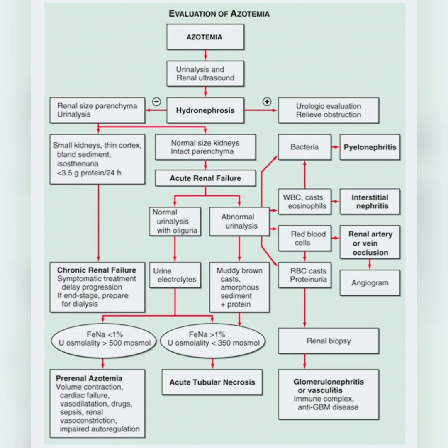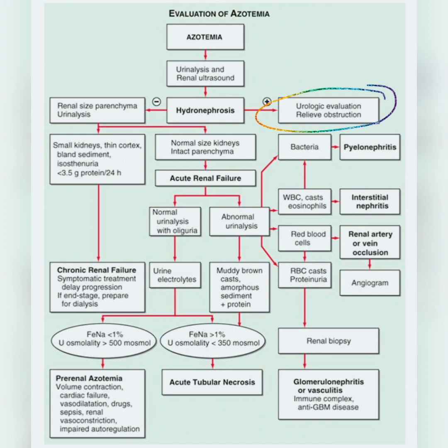In the renal ultrasound, you need to first rule out hydronephrosis because it's easily treatable. If there is hydronephrosis in the scan, then you send for urological evaluation and relieve the obstruction. The patient will be fine. But if there is no hydronephrosis in the renal ultrasound, then you have to see the renal size, parenchyma, and the urine analysis.